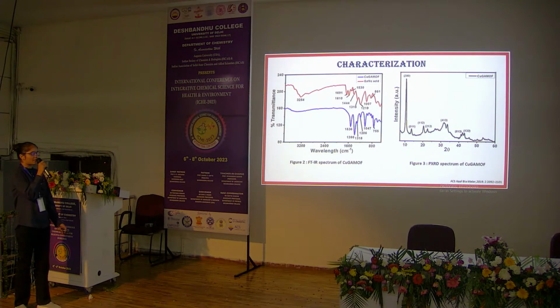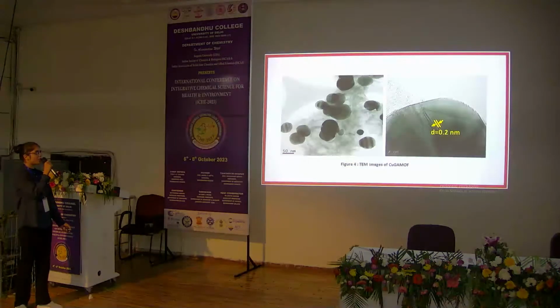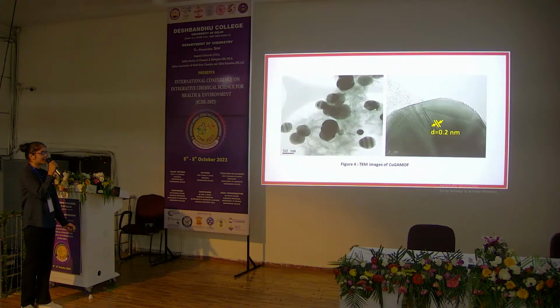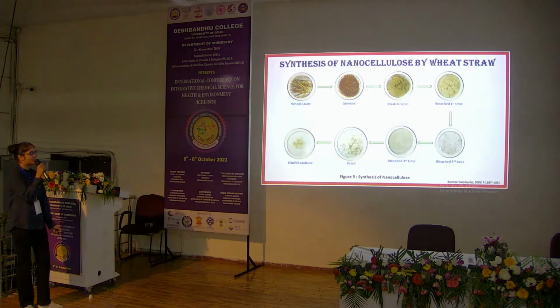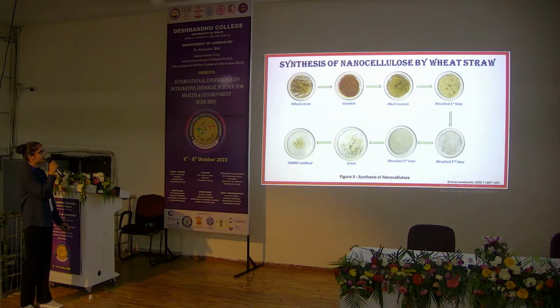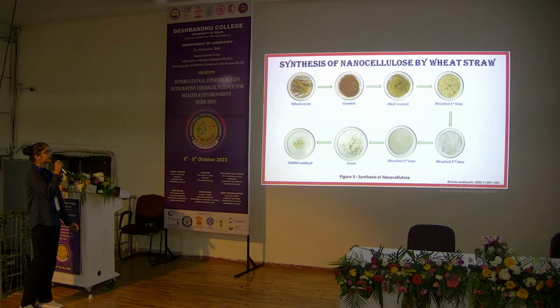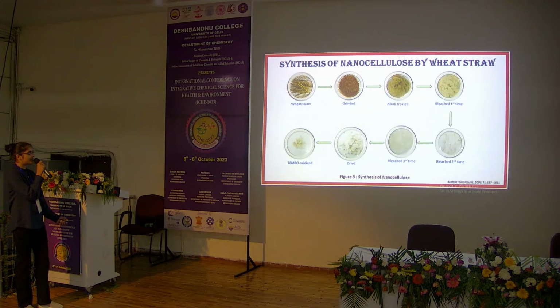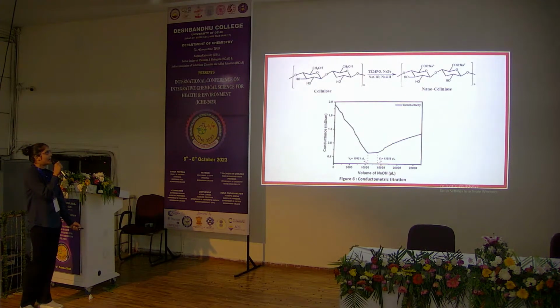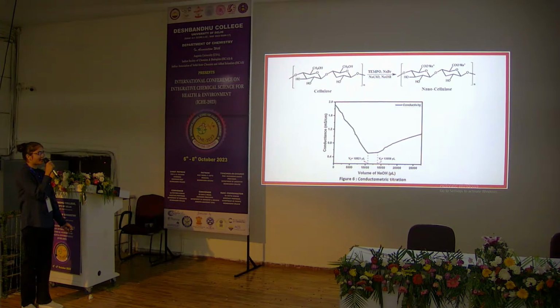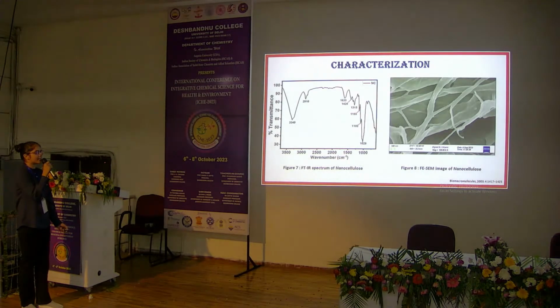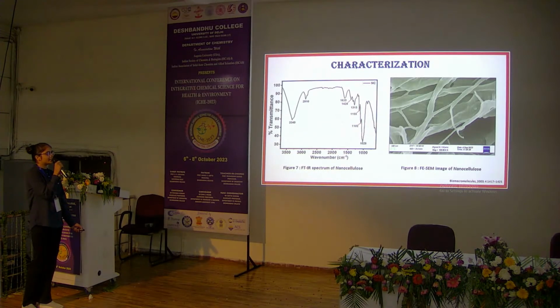This XRD pattern is similar to the MIL-53 rhombic structure, and the morphology of the material was characterized by TEM images, where a spherical shape structure was observed. After that I synthesized the nanocellulose from wheat straw, and it was oxidized by TEMPO, where CH2OH converts into COO minus Na plus, and it was confirmed by conductometric titration, and also characterized by IR and FESEM images.